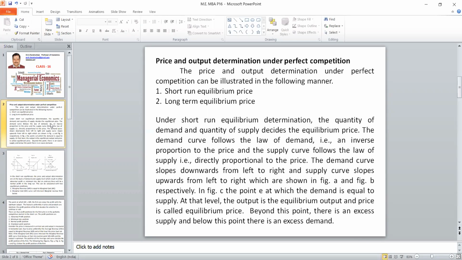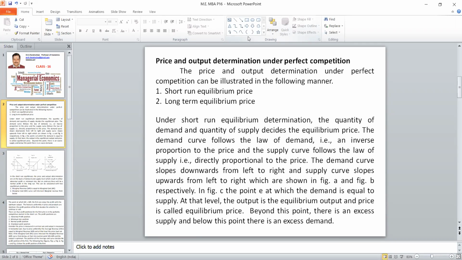What are the features of perfect competition? There are 7 features. Number 1, the buyers and sellers. In a perfectly competitive market, there must be a large number of buyers and sellers. The second feature is about the product: the products are homogeneous, with a uniform price. The third one is free entry and exit of firms, not the market.